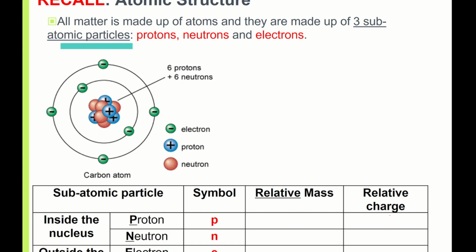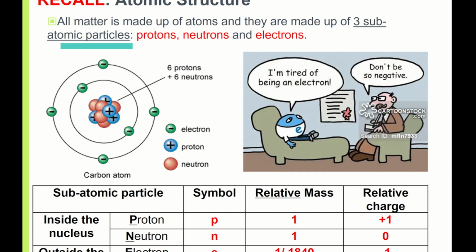So for proton and neutron, they're in the nucleus. They each have 1 unit. Electron is negligible, very light. They fly around in the electron shell. So they have a relative mass of 1 over 1840. The charges are plus 1, 0, and minus 1. If you want to be a subatomic particle, you be a proton so that you stay positive throughout.